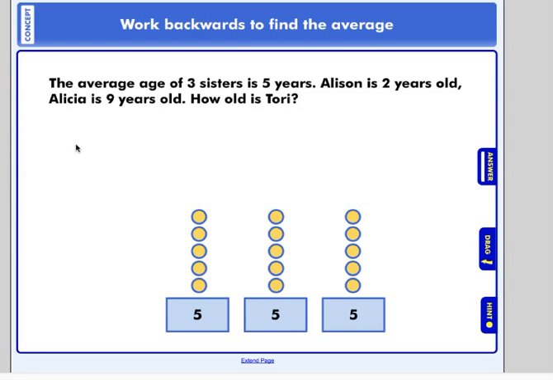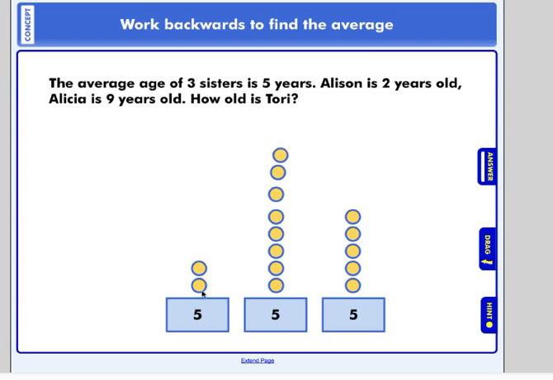Sometimes you might need to work backwards to find the average. This is an interesting problem, but you might come across a problem like this sometime. The average age of 3 sisters is 5 years. Allison is 2 years old. Alicia is 9 years old. How old is Tori? This is kind of like that one where we evened out. It's been evened out. But now we know that Allison is 2 years old. So we need to make one of these have only 2 circles. I'm just going to share them with this next one. So right here are 2 circles.